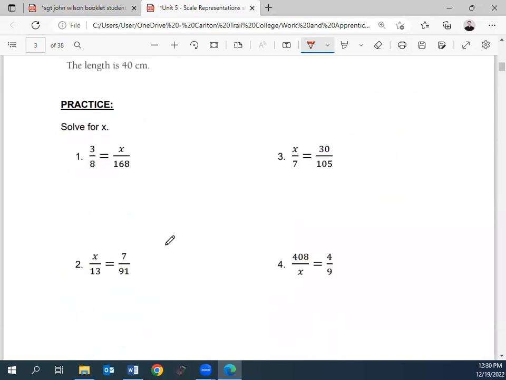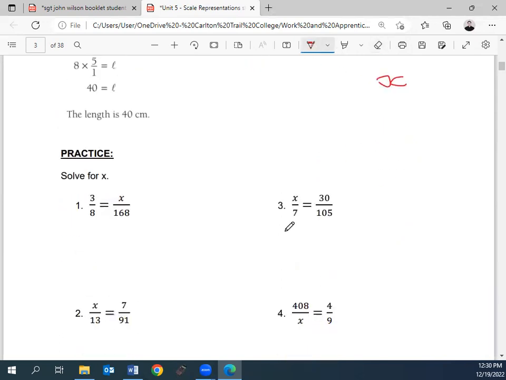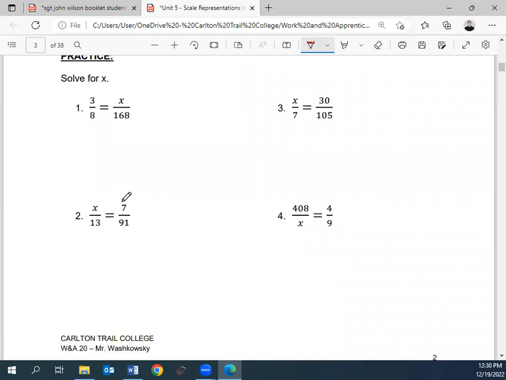So let's really quickly practice one up here. You have an example up here as to how it's supposed to be done. This isn't the primary goal, it's just a recall. So if I wanted to solve question 1 here, what would be my first step?